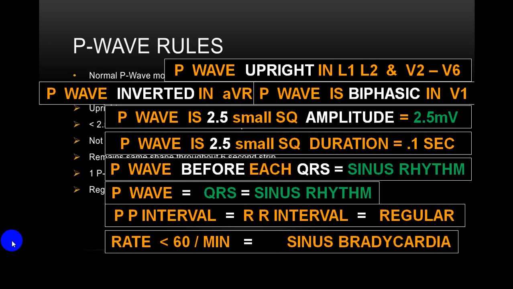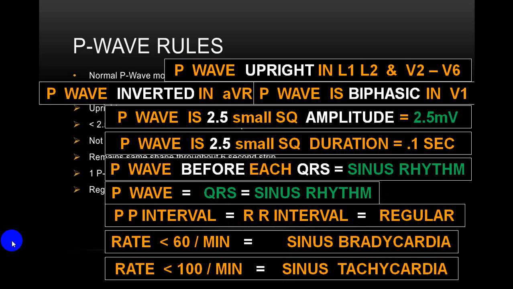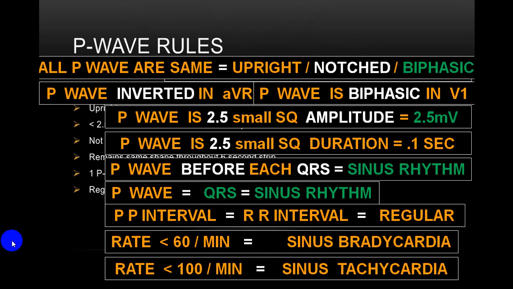If it is sinus rhythm and the rate is less than 60, we will always use the word bradycardia, and we call it sinus bradycardia. And if the rate is more than 100 per minute, then we call that tachycardia. If the rhythm is sinus, we call it sinus tachycardia.